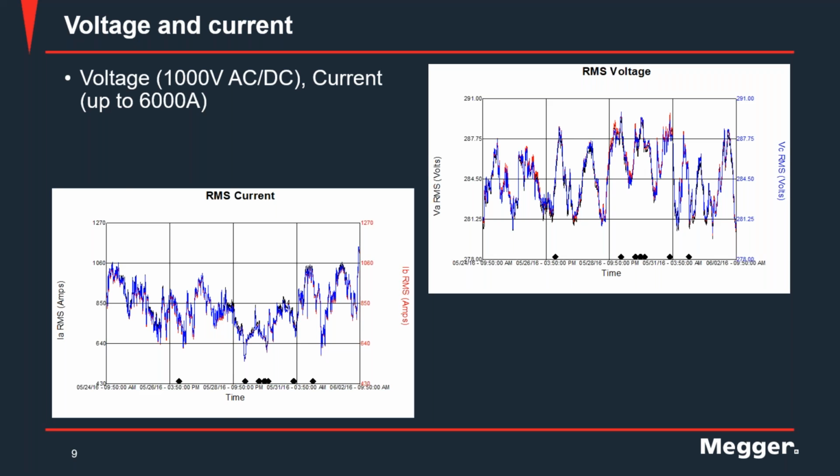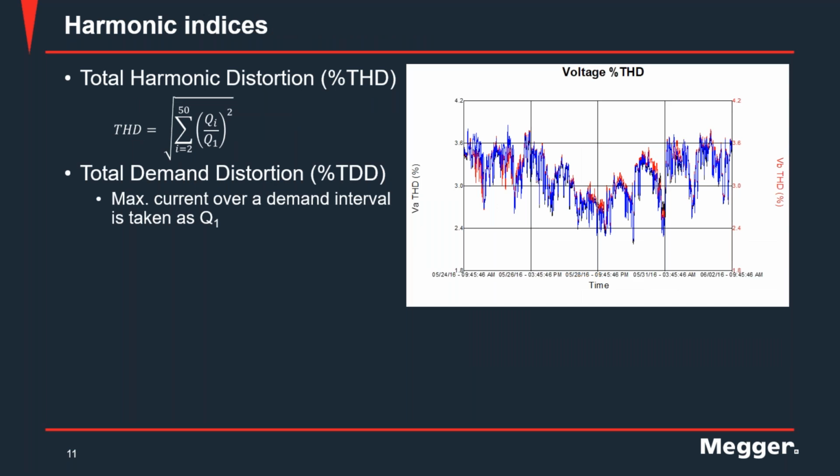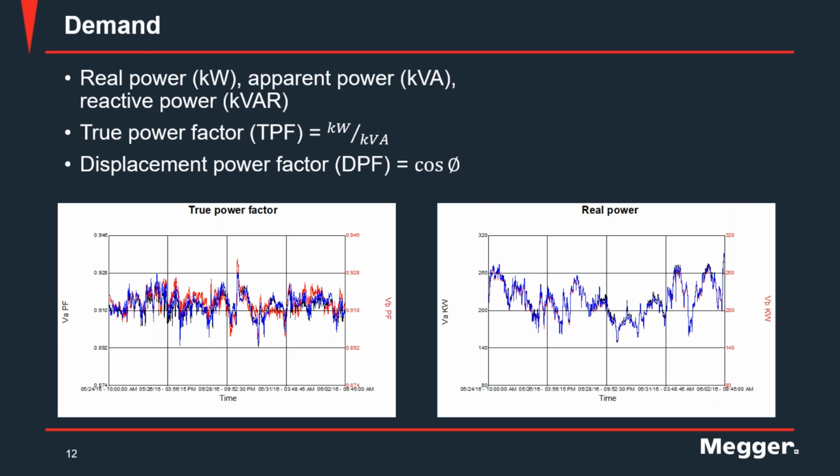So let's talk about what the MPQ can measure. It can measure voltage and current, which I already covered. And it can measure harmonics up to 50th order, and that's a requirement as per the IEC 61000-4-30. The measurement is done as per the standard that's shown there. On the software, you can analyze each cycle on any of the waveform captures and get up to 128th order harmonics. Harmonic indices can be determined, so total harmonic distortion for voltage and total demand distortion, which is the preferred index for current harmonic measurement.